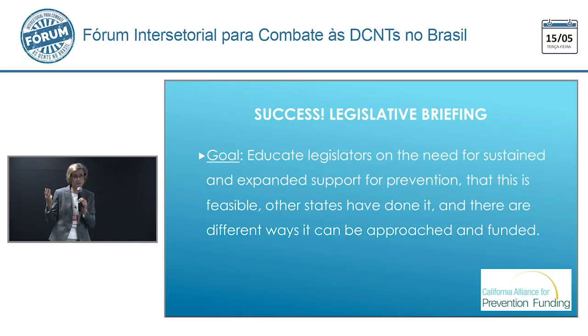There are 3 other states in the United States that have dedicated funding for chronic disease prevention at the state level, and they all do it differently. They have different sources of revenue, they operate differently, they fund similar things. They mostly fund tobacco prevention and obesity prevention work. And we invited representatives from those states to come and talk to the legislature.